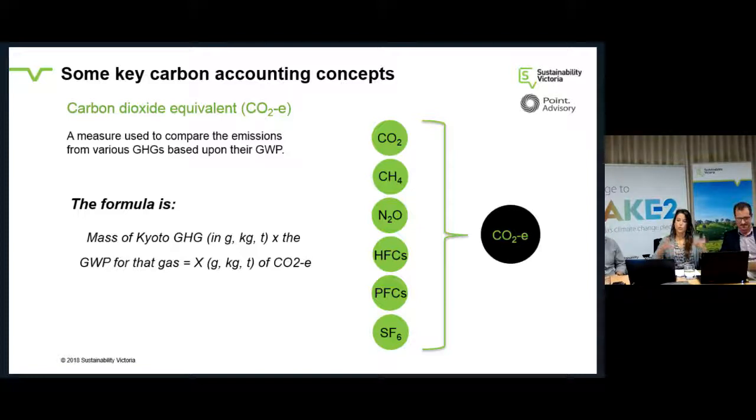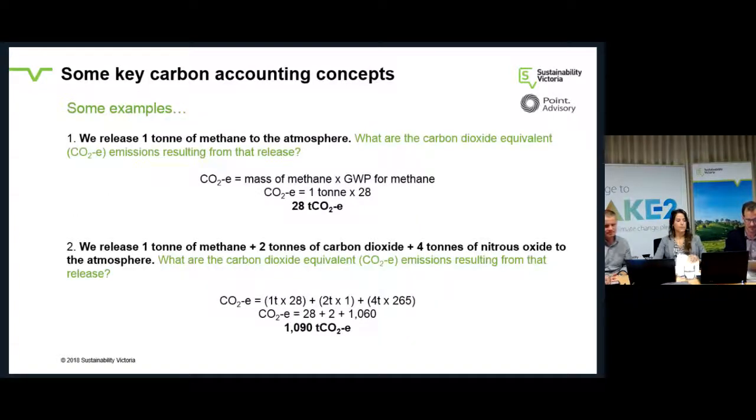And the way to do that is basically you've got the mass of a greenhouse gas, let's say tons. You've got X tons of methane, for instance, and then if you multiply that by methane's global warming potential, that will give you your tons of carbon dioxide equivalent. So we've included a couple of examples. This might be pretty basic for some of you, but for those that are not so aware, just a couple of basic examples.